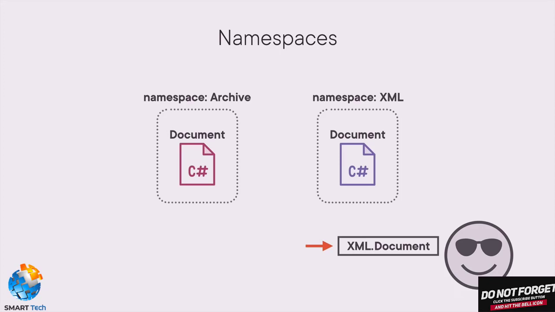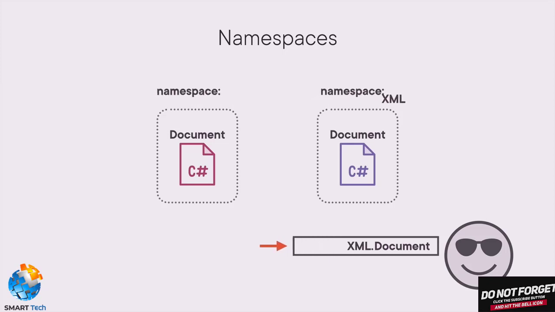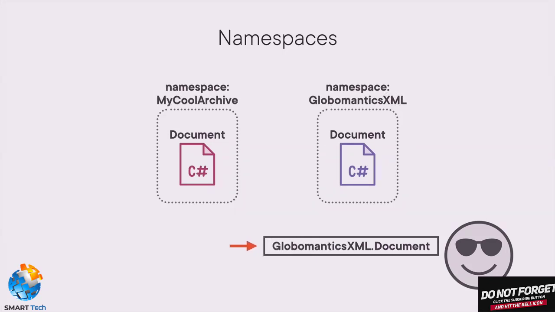Of course, you could still have a clash if you have two namespaces with the same name that contain classes with the same name. But that's unlikely to happen in practice, because developers tend to use the name of the project or the library as a namespace, like MyCoolArchive in this case, or sometimes the name of the company they work for, like, say, Globomantics. And those names tend to be unique. And also you can have nested namespaces within namespaces, like Globomantics.Xml, for example, and those nested namespaces make a name clash even less likely.